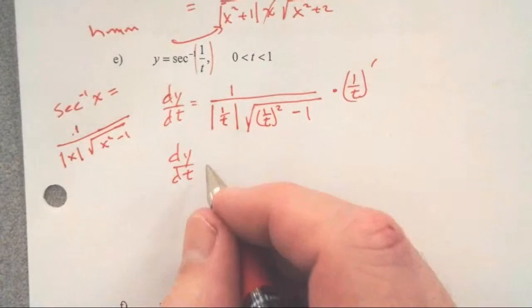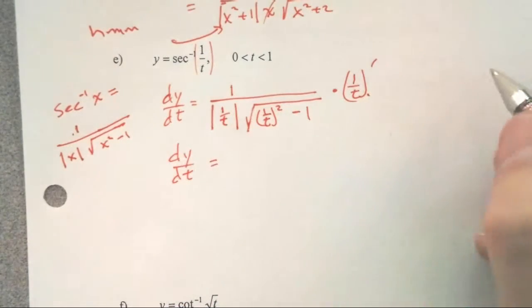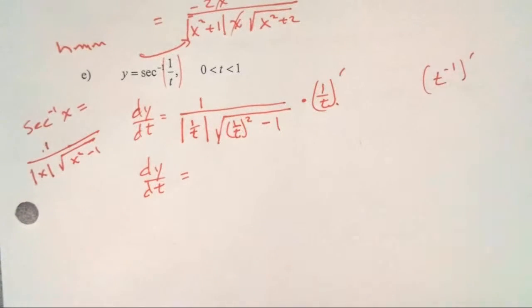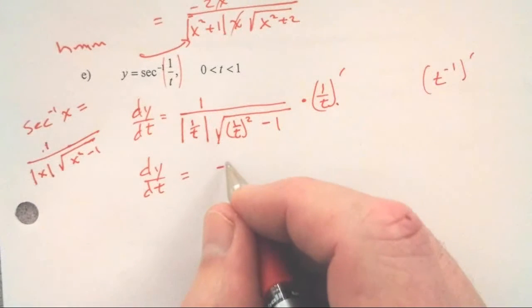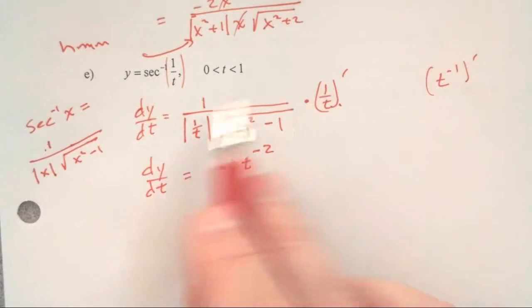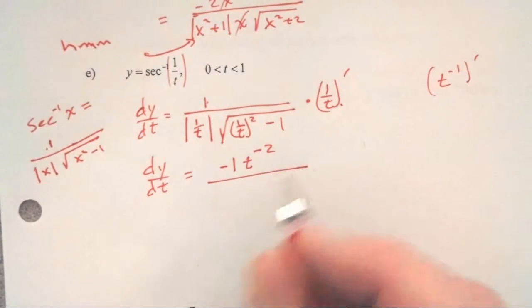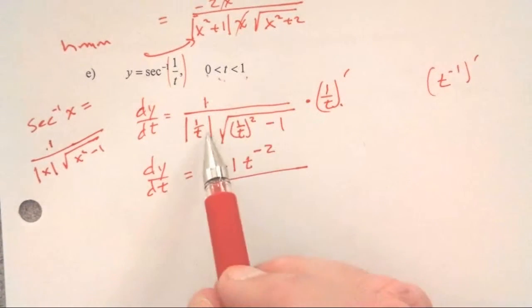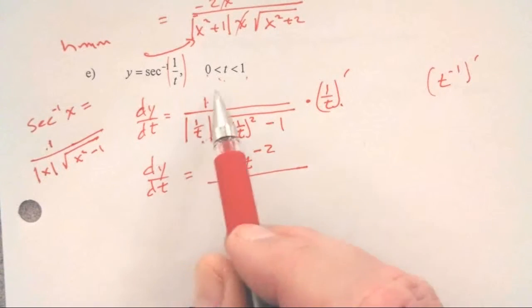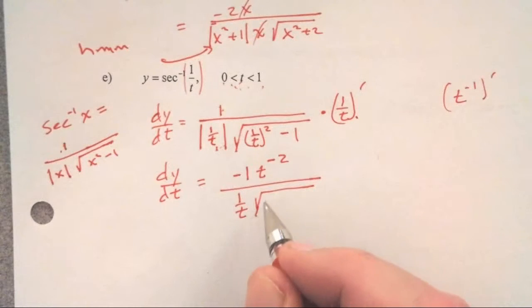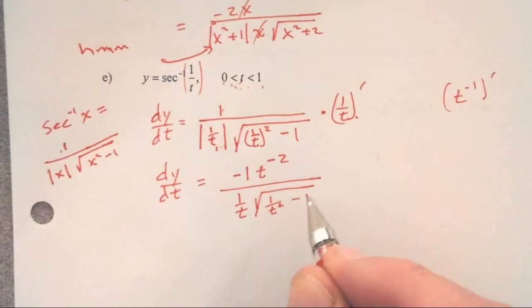dy dt equals, let's take the derivative of 1 on t. I'll just sidebar that one. 1 on t could be t to the negative first. Finding its derivative, I get negative 1 t to the negative second times 1 on. Now, they're telling me that for whatever reason, 0 is less than t is less than 1. If t is bigger than 0, the absolute values are no longer a player. This is just 1 on t. This becomes 1 on t squared minus 1.